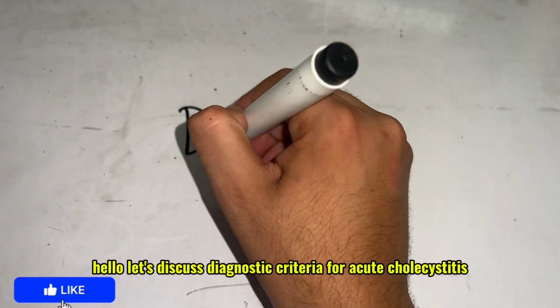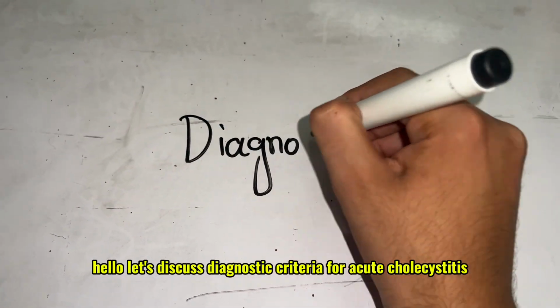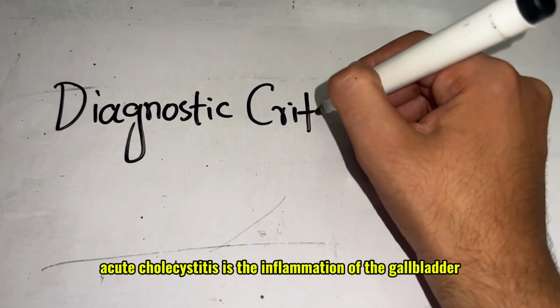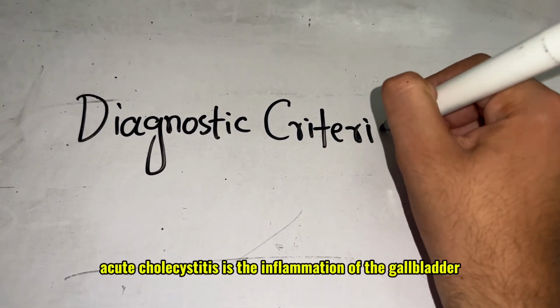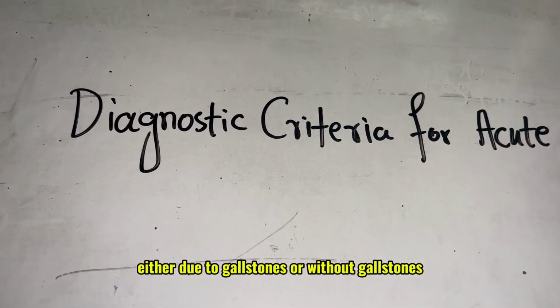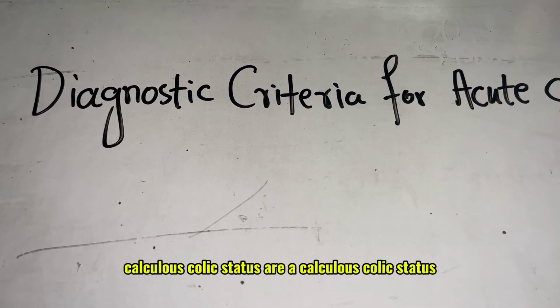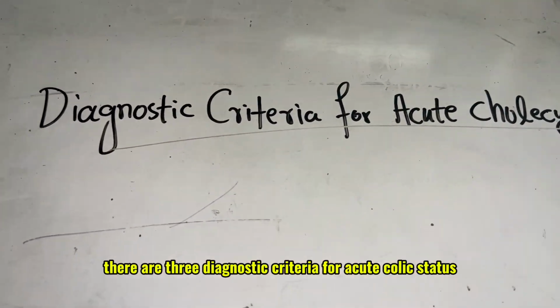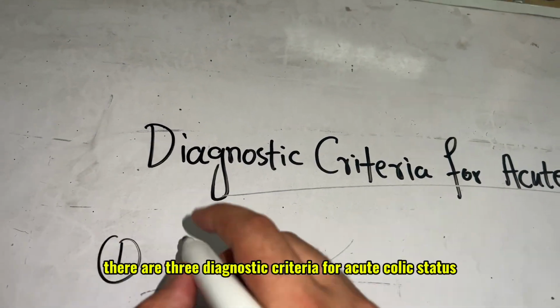Hello, let's discuss diagnostic criteria for acute cholecystitis. Acute cholecystitis is the inflammation of the gallbladder, either due to gallstones or without gallstones: calculous cholecystitis or acalculous cholecystitis. There are 3 diagnostic criteria for acute cholecystitis.